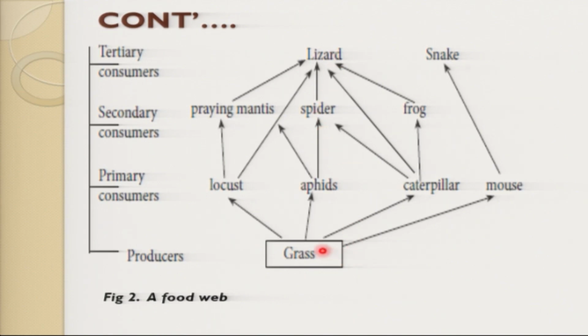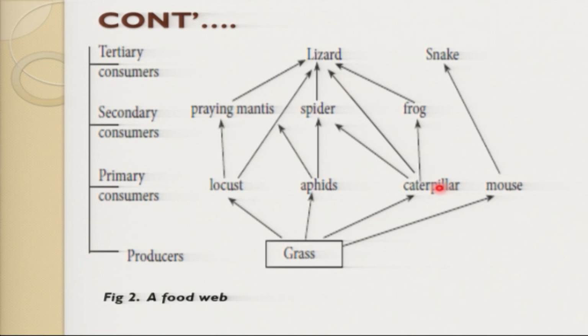This is another one, which is grasshopper, aphids, and even praying mantis. And praying mantis is eaten by the lizard. The aphids are eaten by the spider, spider by the lizard, and so on and so forth. This is a complex feeding relationship, which is called a food web. It is like a web, composed of very many food chains. When you just go here, we have a grass, we have a caterpillar, we have the frog.